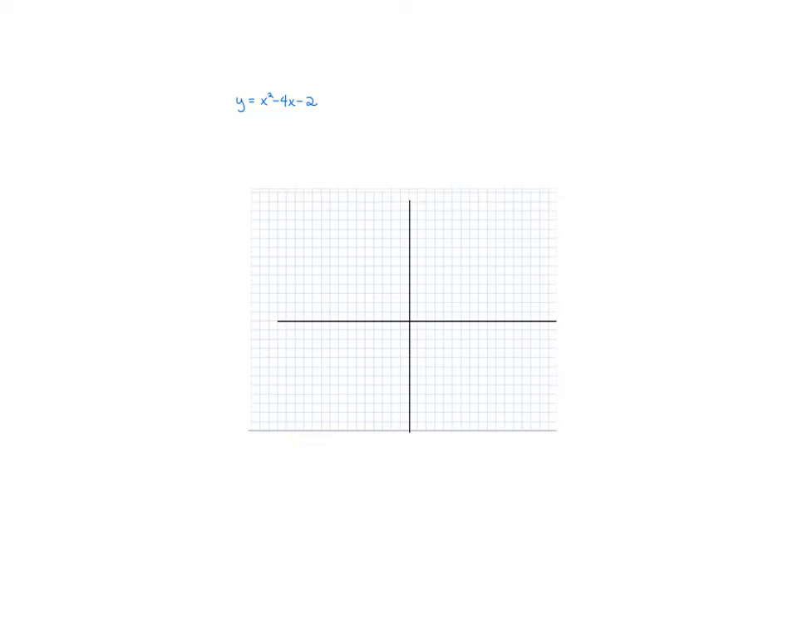So again, same equation. My vertex again is 2, negative 6, and I have an axis of symmetry at x equals 2. So let me go ahead and get my vertex on here. I'm also going to graph my y-intercept, which was my c value. So I'm going to graph the ordered pair 0, negative 2, and put both of these points on here. And I'm going to show you how I can graph the parabola just using the vertex, the y-intercept, and the line of symmetry. So let me go ahead and graph 2, negative 6.